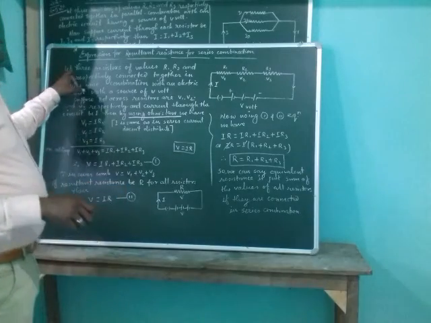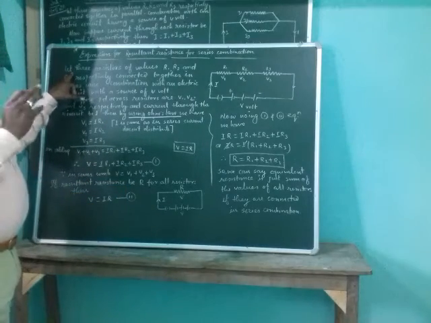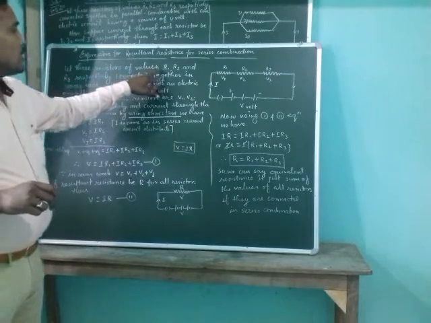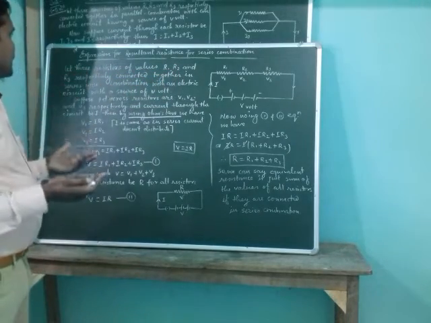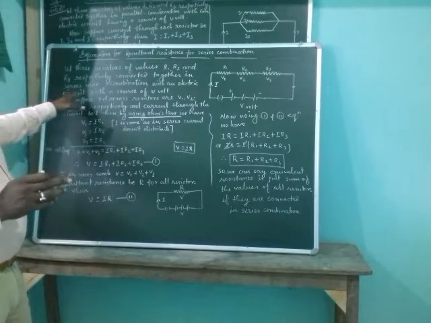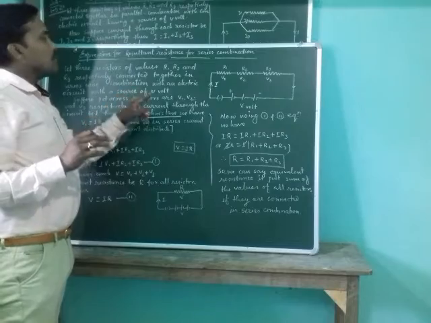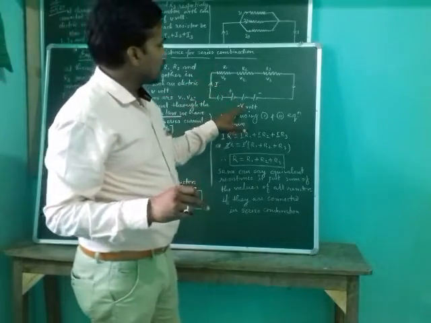So put your attention here. Let three resistors of values R1, R2 and R3 respectively be connected together in series combination with an electric circuit with a source of V volt. What is the voltage of the source? V volt.